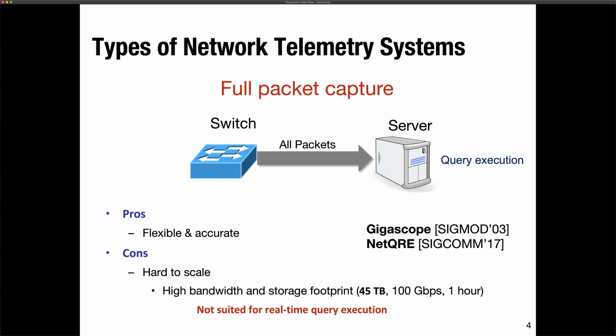So in general, your bandwidth capacity at the switch is halved, because if you're capturing all the packets, you need a similar amount of bandwidth to move the packets from the switch to the server, right? And it also has a very high storage footprint, in addition to so many other footprints. You can see that for a 100 Gbps link, if you collect this data for 1 hour, you'll be looking at a footprint of 45 terabytes, right?